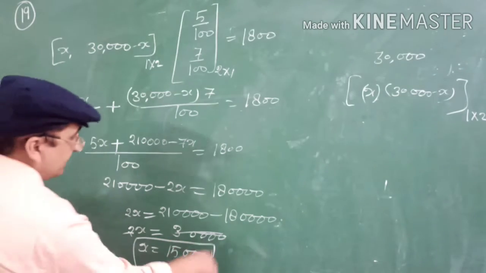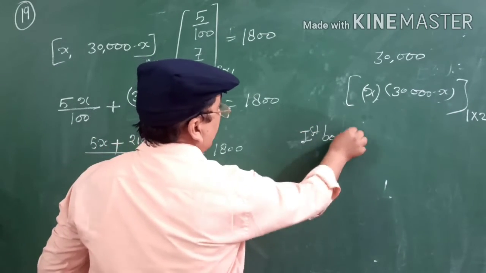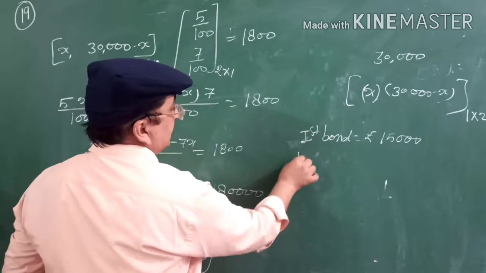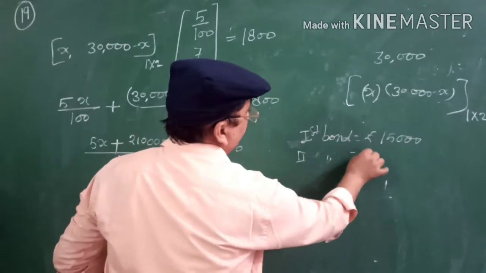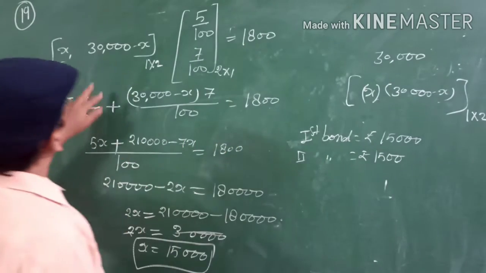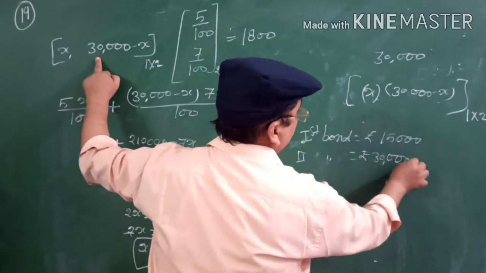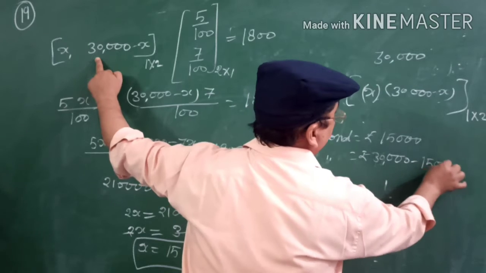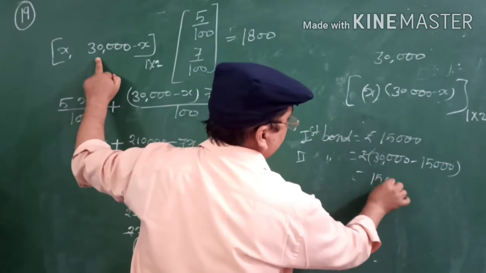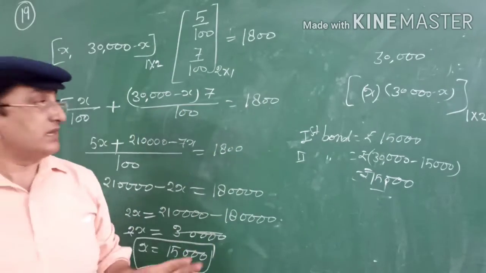15,000. It means the first bond equal to rupees 15,000 and the second bond will equal to rupees 15,000. This is 30,000 minus x, which is 15,000, and it will come 15,000. The second bond is also 15,000.